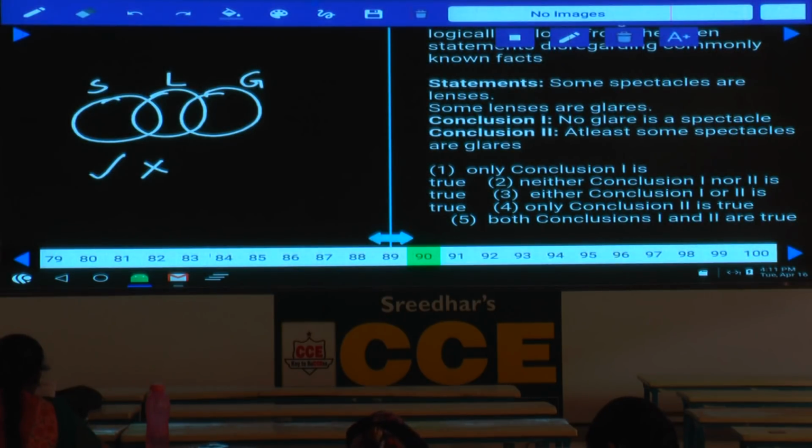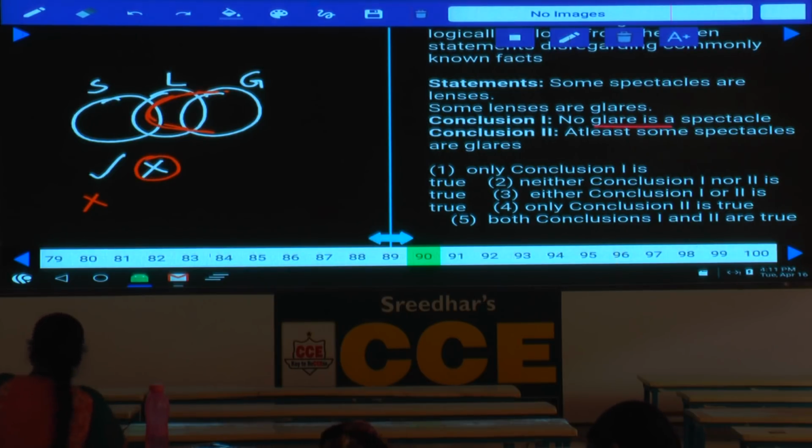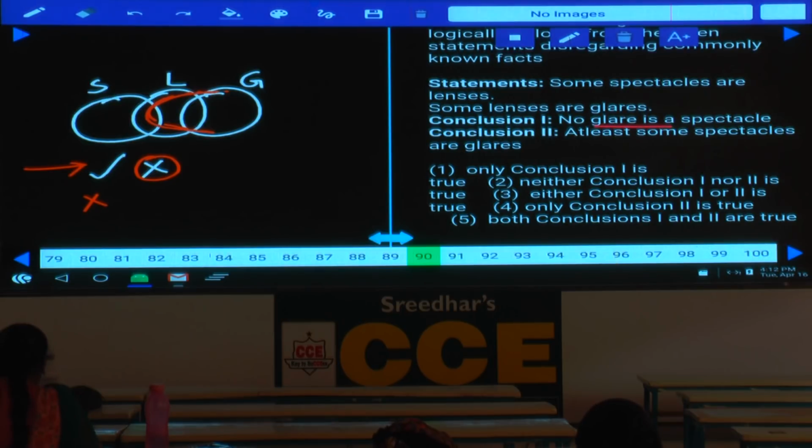To make this one false, now we need to draw the alternate diagram. No glare is a spectacle means some glares are spectacles. Some glares are spectacles means no. Tell me whether we can draw glares like this or not. Yes, that means the alternate diagram is proven. The previous conclusion will be false. After making the previous conclusion false, we need to check the affirmative conclusion, which was false in the basic diagram. Now the second conclusion was false in the basic diagram. In this diagram, what happened to the second conclusion? Now it has become true. Hence when the first one is true, the second is false. When the first is false, the second is true. Hence what is your answer here? Either 1 or 2, and it is given in choice 3.